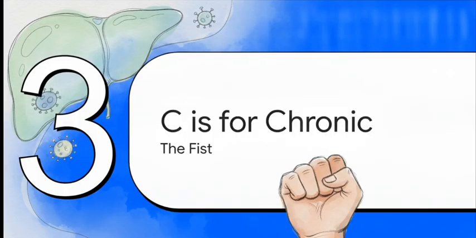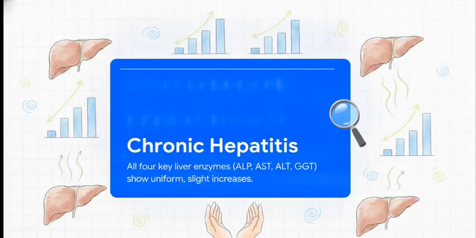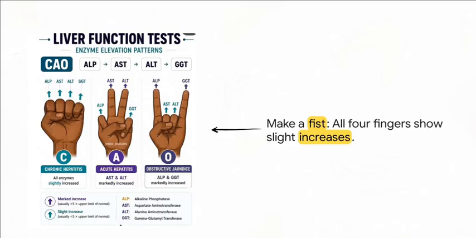Section 3, C is for chronic, the fist. Before we attach the physical gesture back to it, let's clearly define the actual enzyme pattern we're looking for. In cases of chronic hepatitis, you're going to see a condition where all 4 of our key liver enzymes, ALP, AST, ALT, and GGT, show uniform slight increases. No massive spikes here, just a steady, slight elevation across the board. All right, make that tight fist again. When your hand is in a fist, all 4 of those fingers we mapped are neatly aligned together at the exact same level.